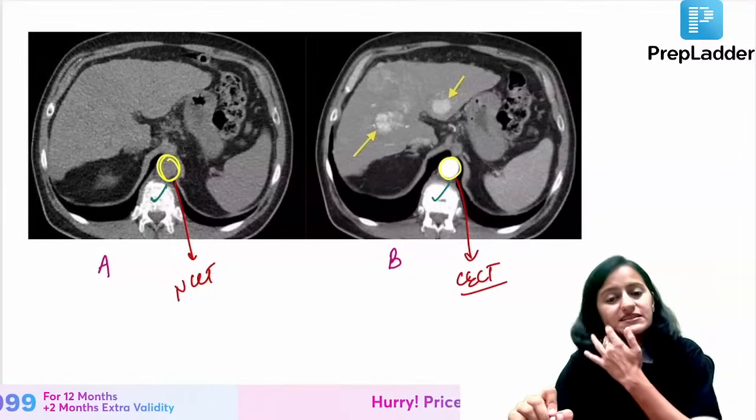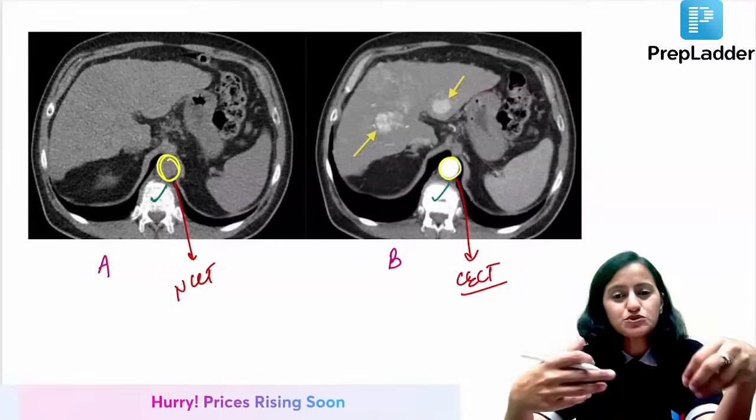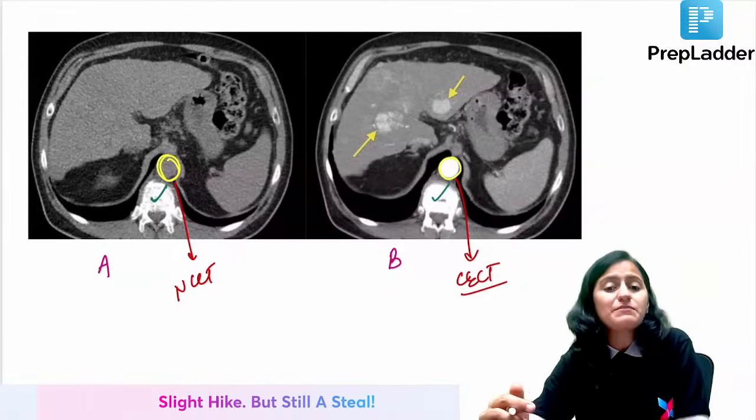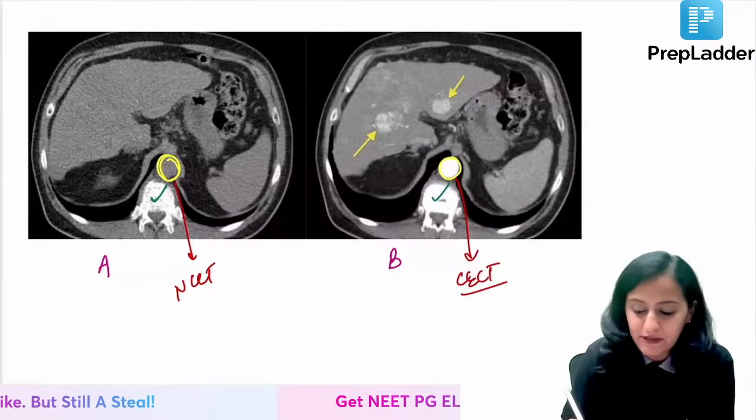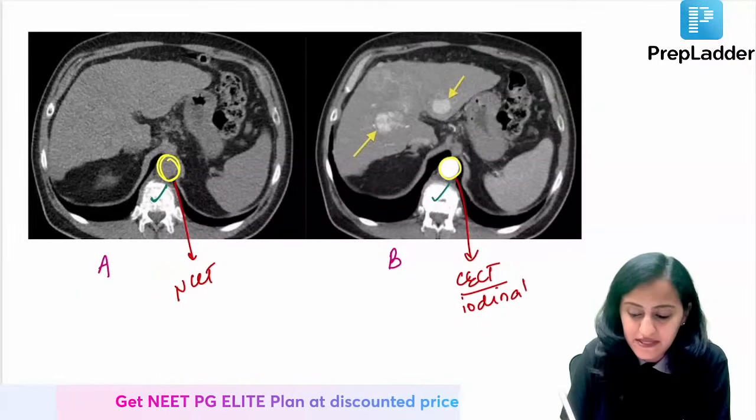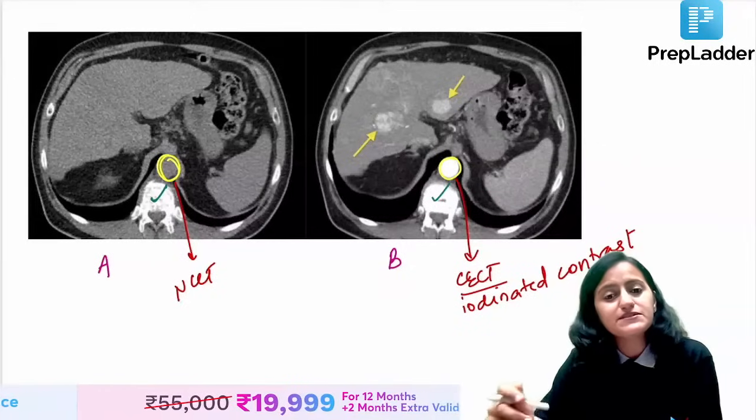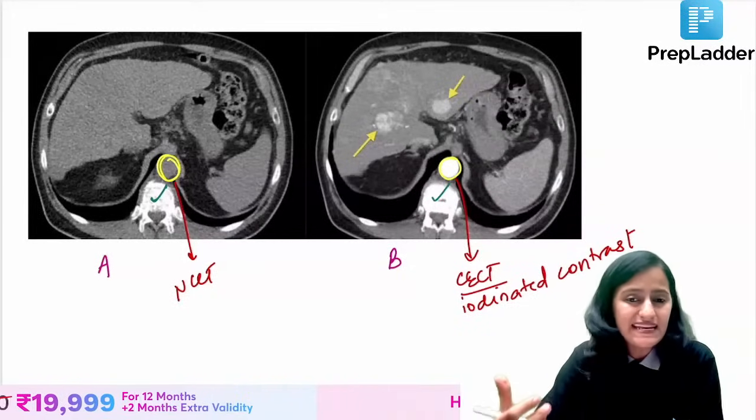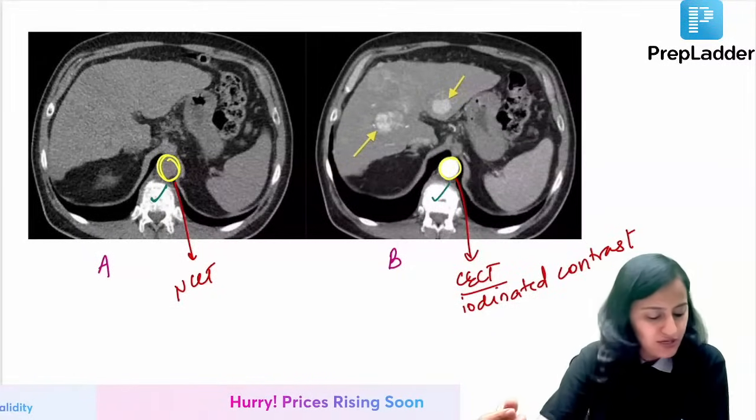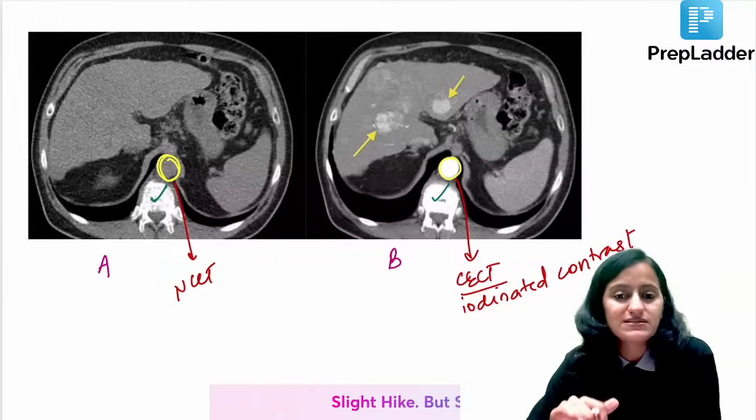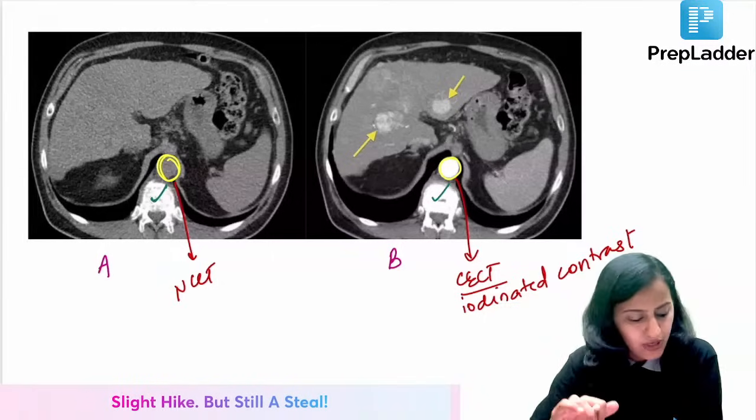Contrast in CT is given IV, it goes into the blood, it goes into the aorta and all the vessels. So aorta becomes white in contrast enhanced CT. What contrast do we use here? Iodinated contrast, okay? What contrast is used in CT? Iodinated contrast. Any X-ray based modality where you want contrast, you will give iodinated contrast, okay? This is a contrast enhanced CT.